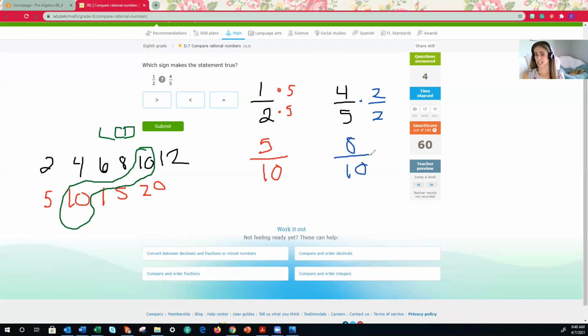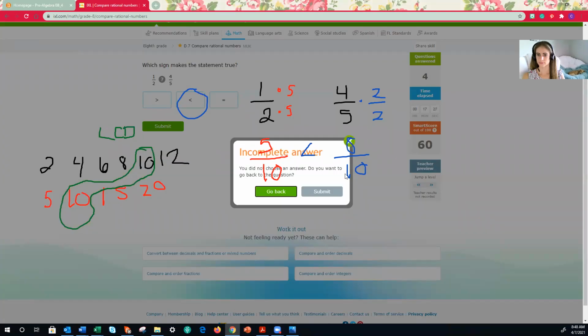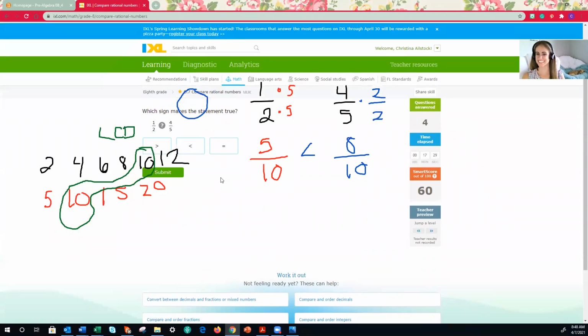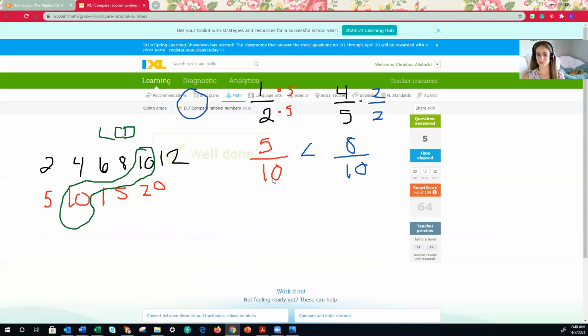Now they have like denominators and we can very easily compare them. We have 5/10 compared to 8/10. Well, 5 is less than 8, which means 5/10 is less than 8/10. I keep doing that. I keep forgetting today to click the actual button.